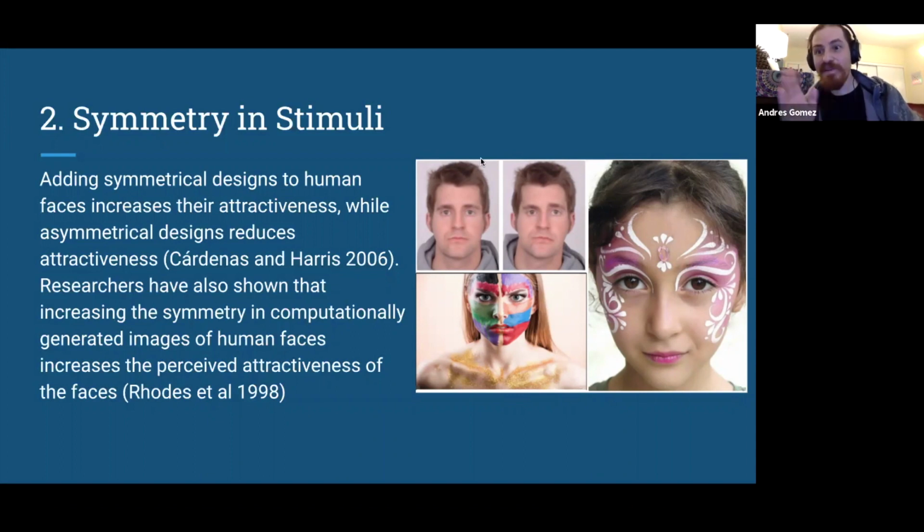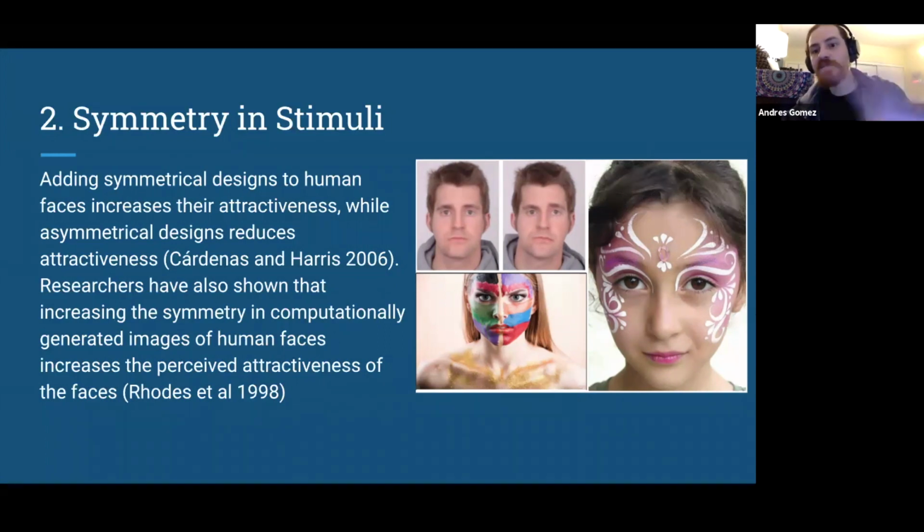So if you don't have a perfectly symmetrical face, but you add symmetrical face paint with beautiful patterns, you're going to be judged as more beautiful. It's just such a strong effect that it can actually modify your perception of how beautiful somebody is. And likewise, if you add asymmetrical patterns, you look less beautiful.